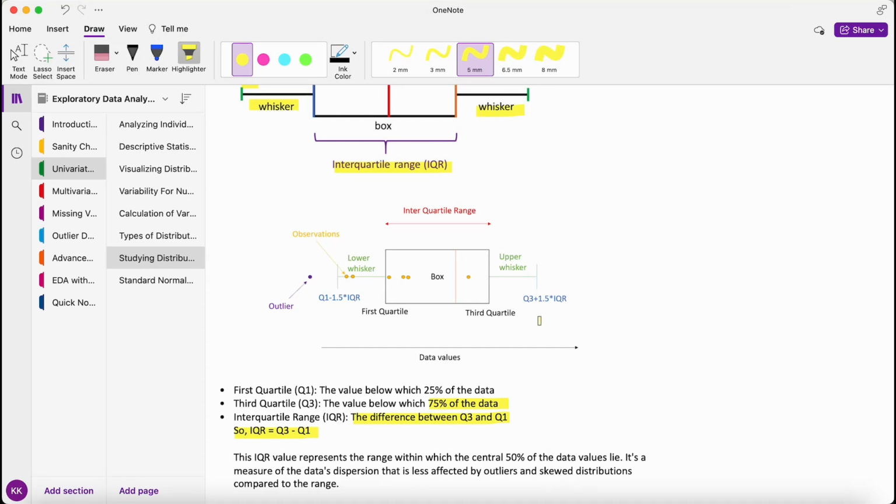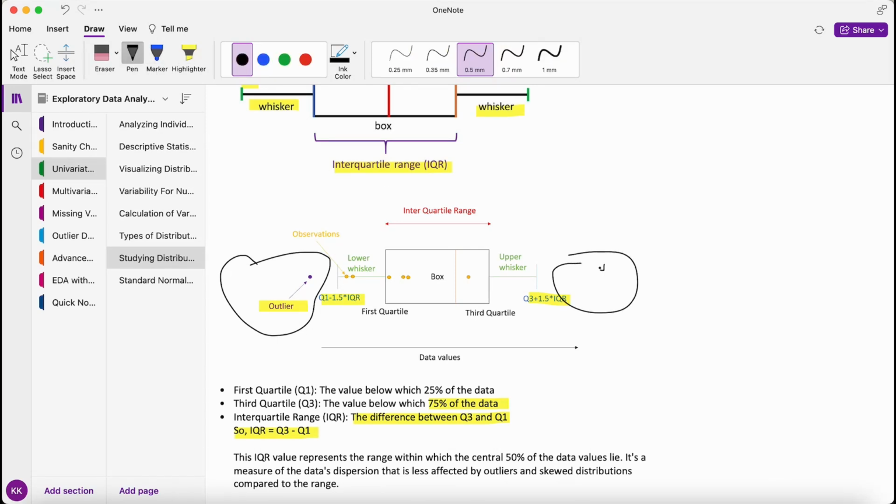Now let's talk about outliers. These are data points that do not fit the pattern of the rest of the data. In our box plot, an outlier is any value that lies more than 1.5 times the IQR above the third quartile or below the first quartile. For example, if our IQR is 10 and our Q1 is 20, any data point below 5, which is Q1 minus 1.5 times the IQR, would be considered an outlier.